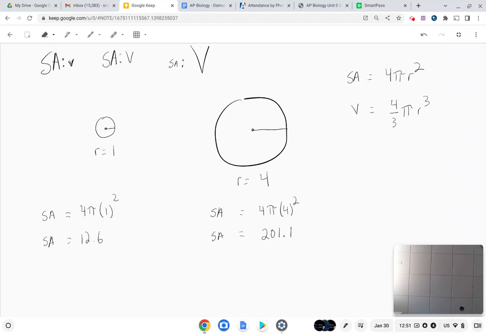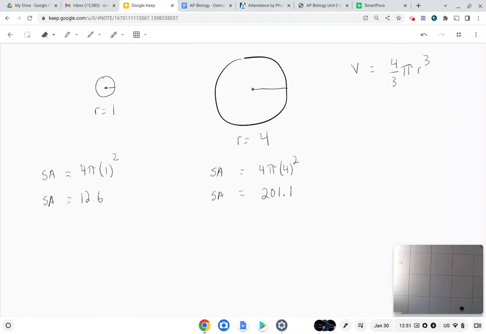So is that the better cell? Well, remember, it's the ratio that we care about here. It's not the total surface area. It's the rate compared to its volume. How is it doing, right? So now we got to calculate the volume. Now, volume of a sphere, 4/3 pi times 1 cubed. For this one, it's 4/3 pi 4 cubed.